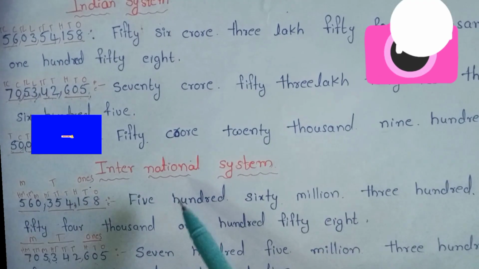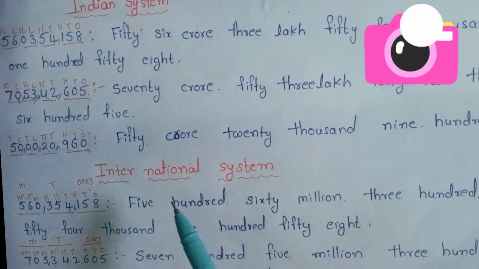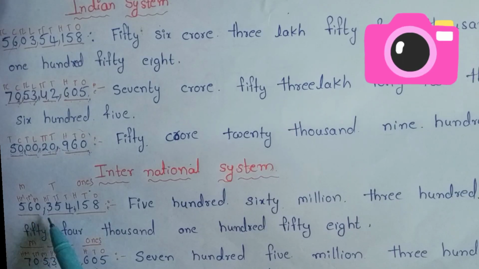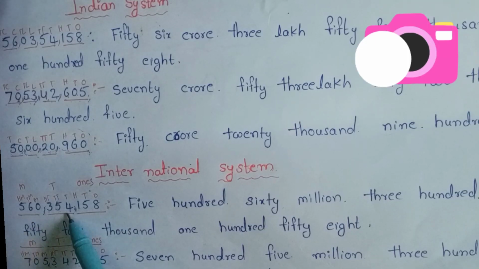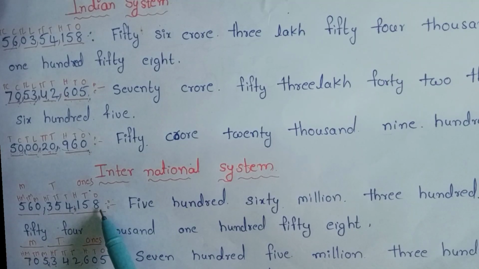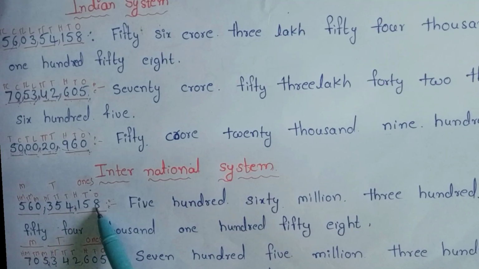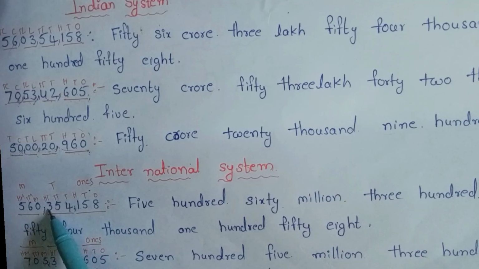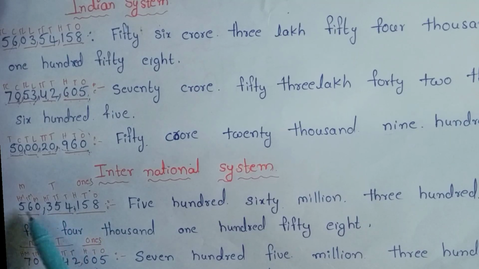Next, the international system. In this, 560,354,158 is one number. Here we divide with commas first. Ones, tens, hundreds, there is a comma. 1000, 10,000, 100,000, comma. Million, 10 million, 100 million. Okay, this is the unit period.